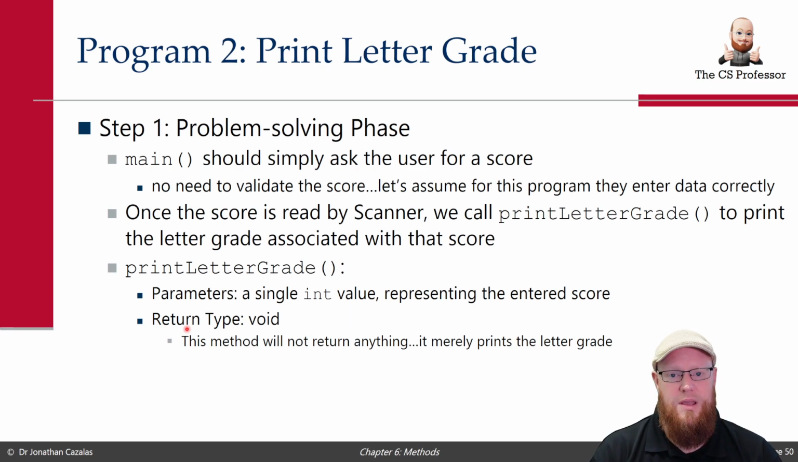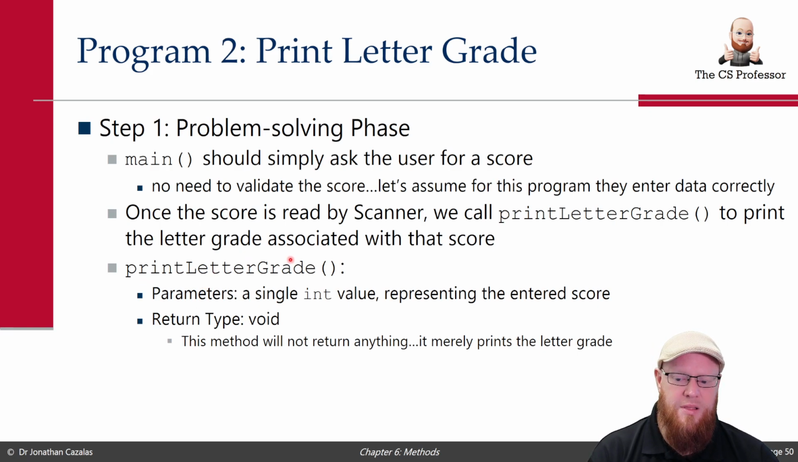Once the score is read by the scanner, we're going to call the print letter grade method that will print the associated letter grade with that score. And yes, a fair assumption, 90 to 100 is an A, 80 to 89 or less than 90 is a B, and so on, your traditional scoring.